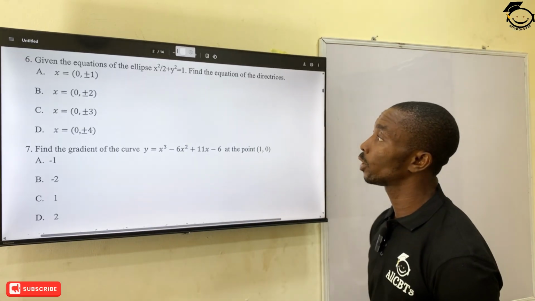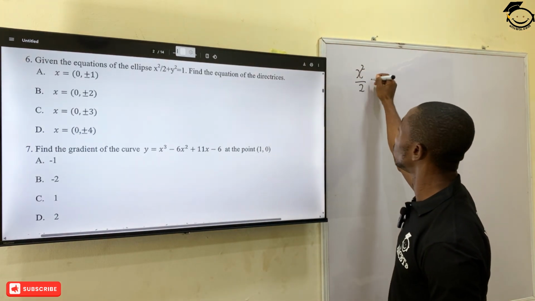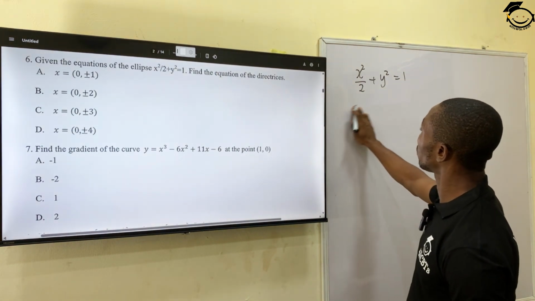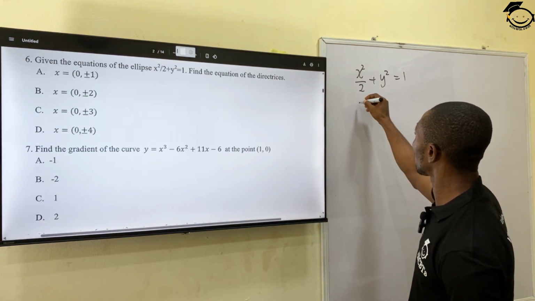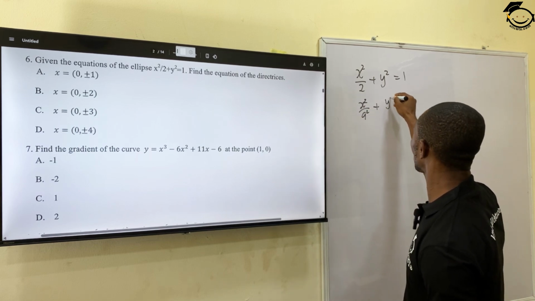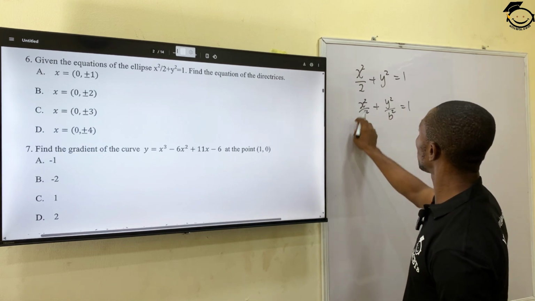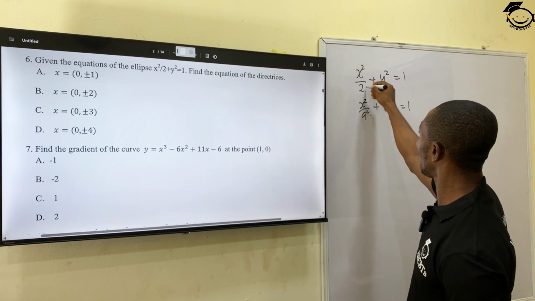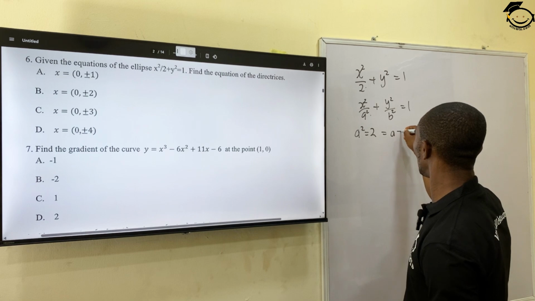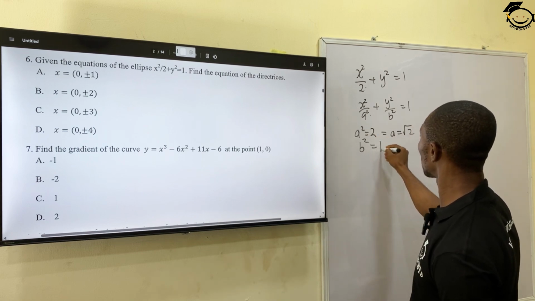Given the equation of the ellipse as x squared over 2 plus y squared equals 1. Now, writing it in the standard form, we are having it as x squared over a squared plus y squared over b squared equals 1. Now, comparing this to this, we'll find out that our a squared equals 2, which leaves our a to be root 2, and our b squared equals 1.